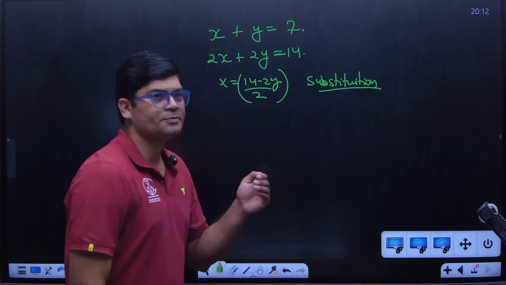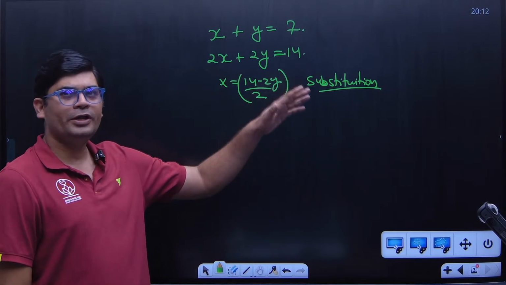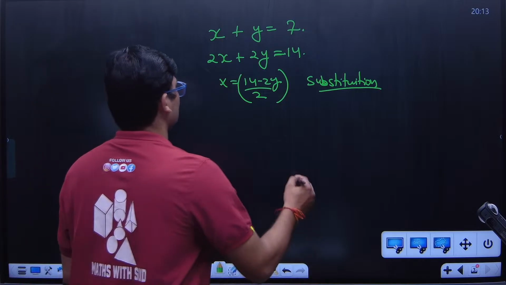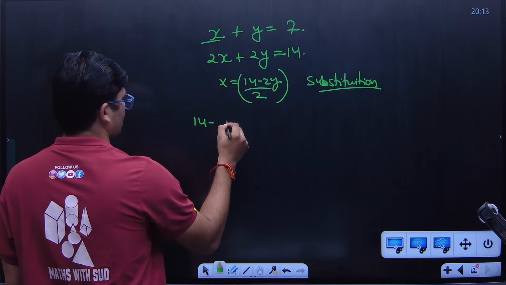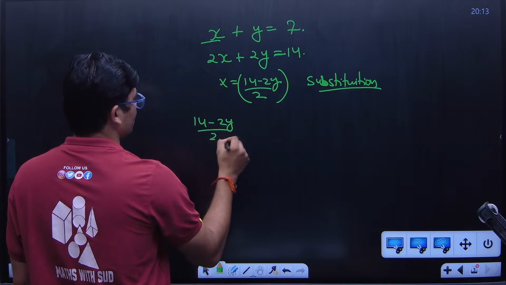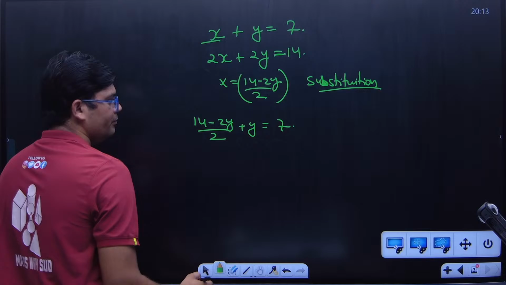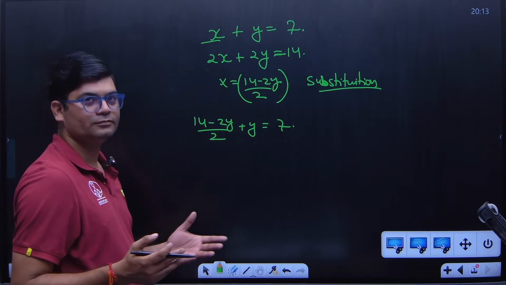Substitution means you are substituting the value of either x or y and putting it in the other equation, right? Yeah. Okay, substitution method. So what should I write in place of x? 14 minus 2y by 2 plus y is equal to 7. Then what should I do? Then you just solve.